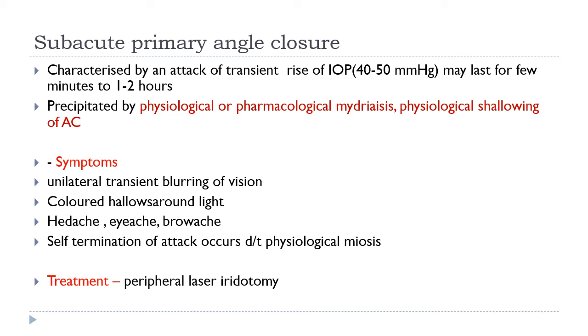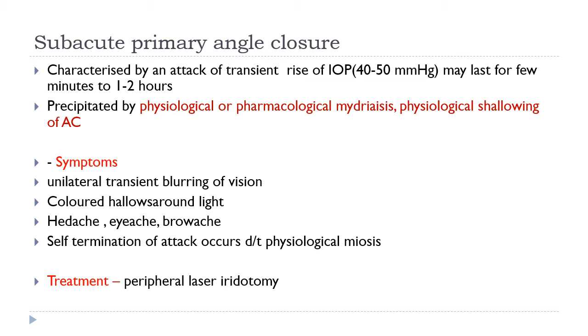Here there is a transient rise of IOP, more than 40 to 50 mm of Hg. It lasts for minutes to hours. So it is not a continuous entity as such. But it happens whenever there are precipitating factors, like pharmacological mydriasis, or physical shallowing of the AC, or the patient sitting in a dark area where there is a possibility of dilatation of the pupil taking place.